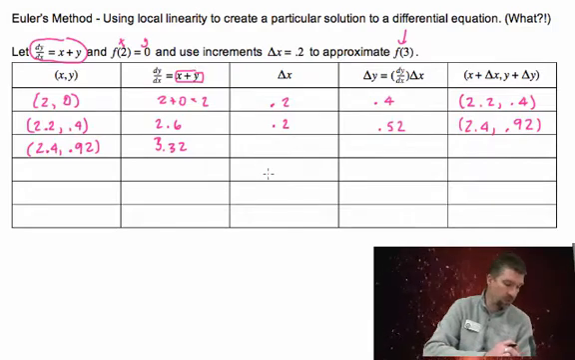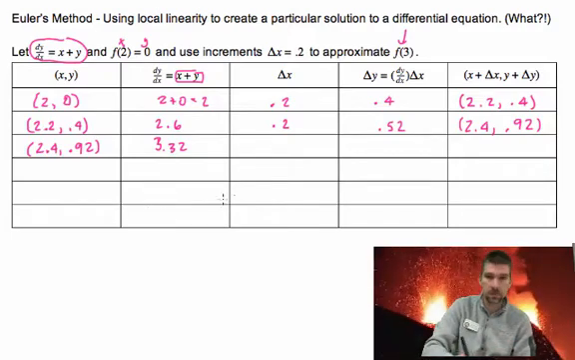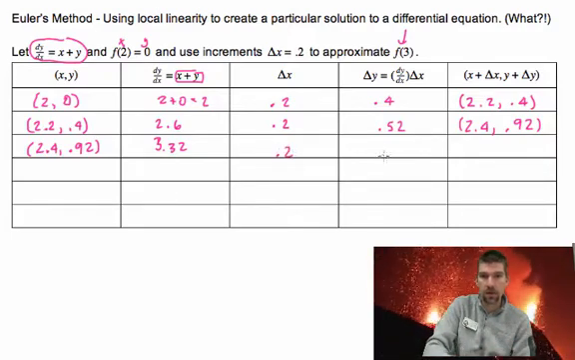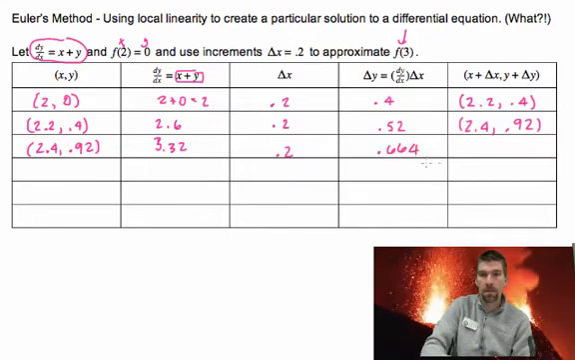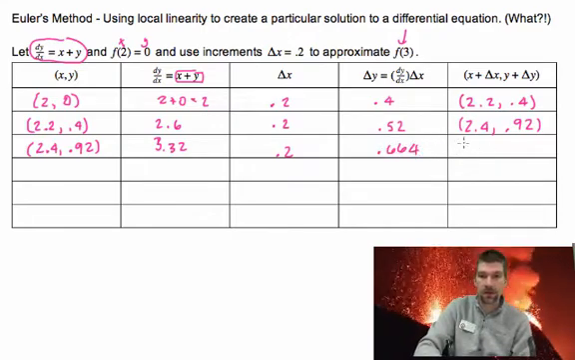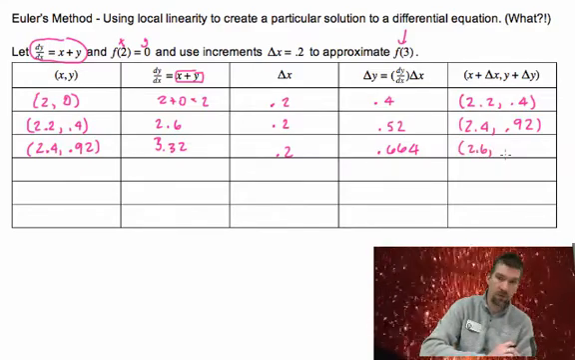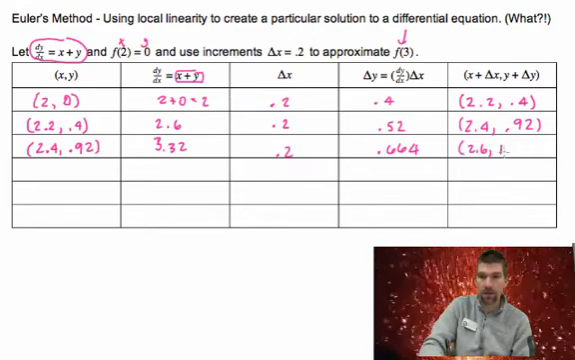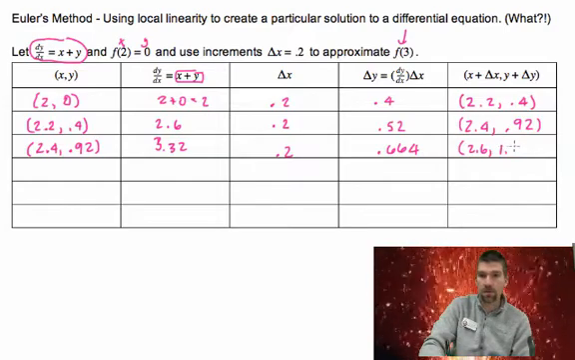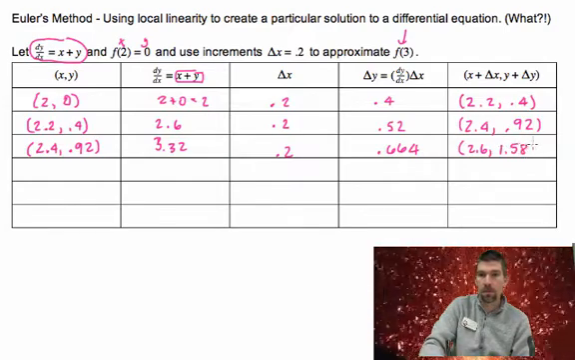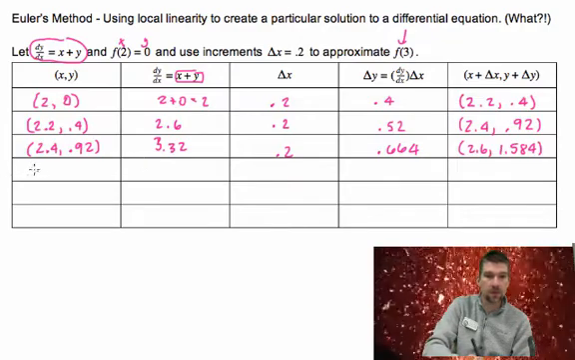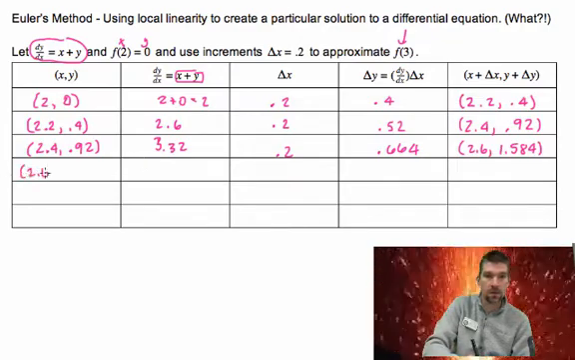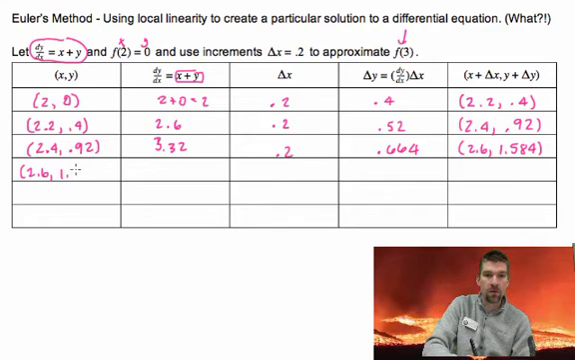I'm going to take that 3.32 times 0.2, which is 0.664. And then add all these up. So my 2.4 now becomes 2.6, and my 0.664 plus 0.92 becomes 1.584. And that's my new starter. So 2.6 and 1.584.